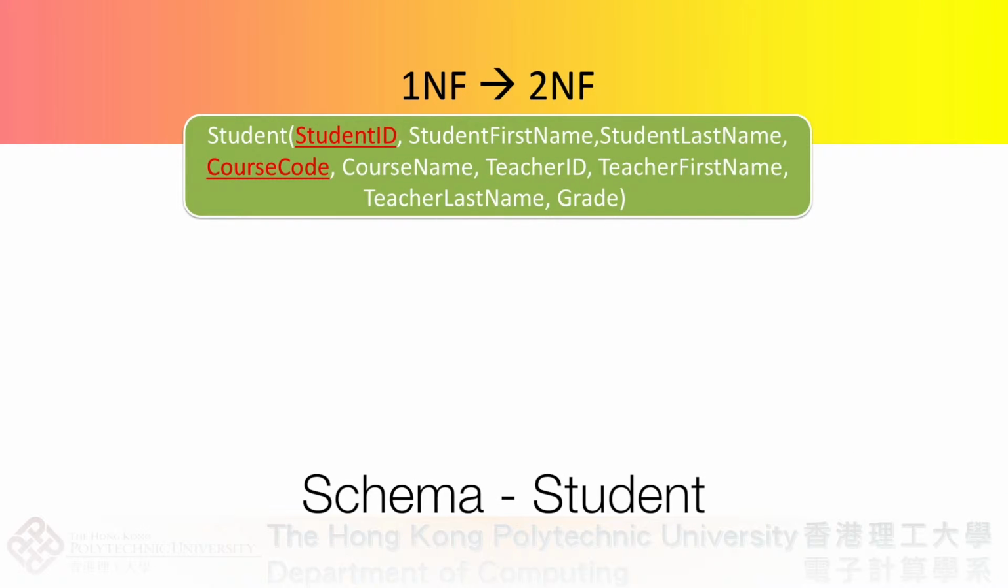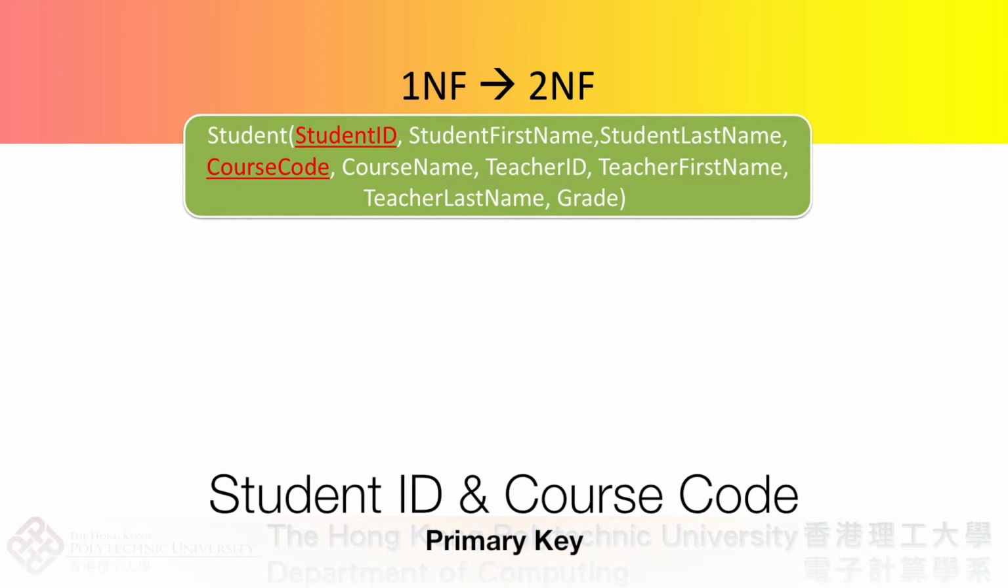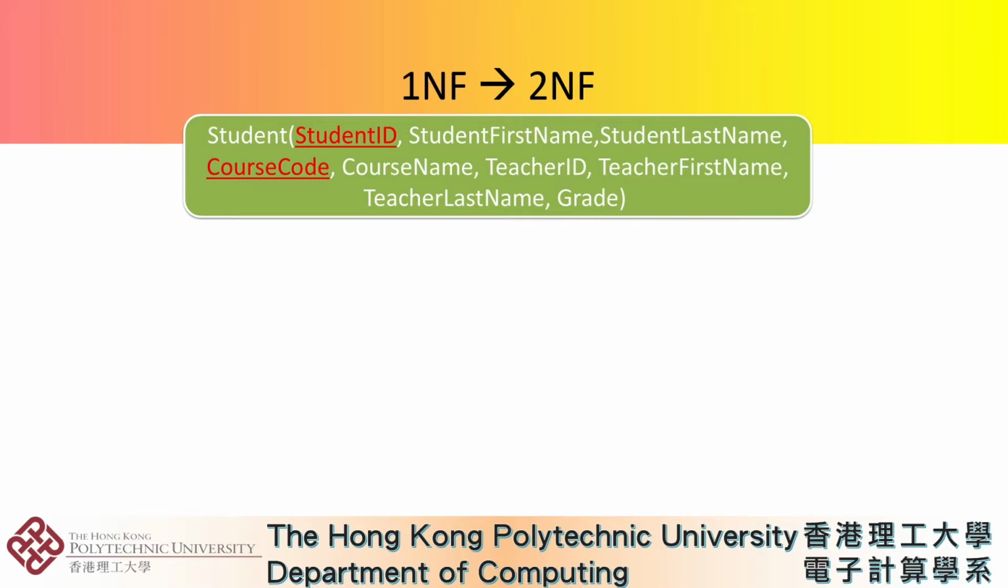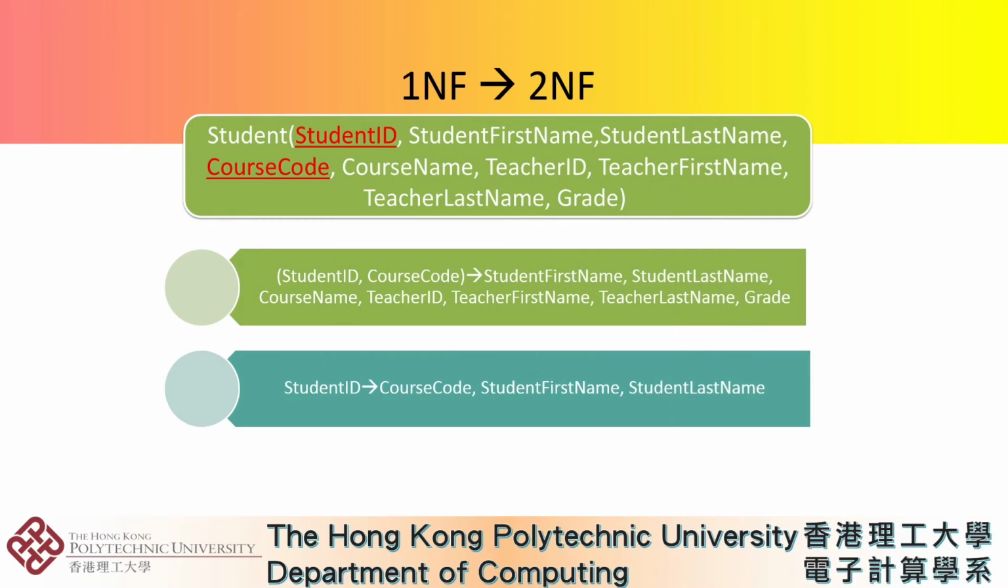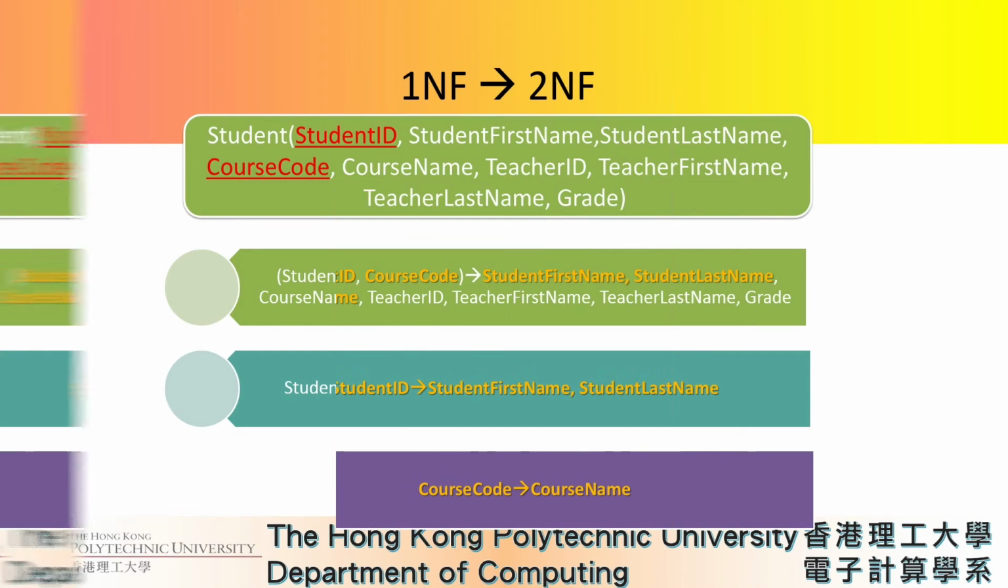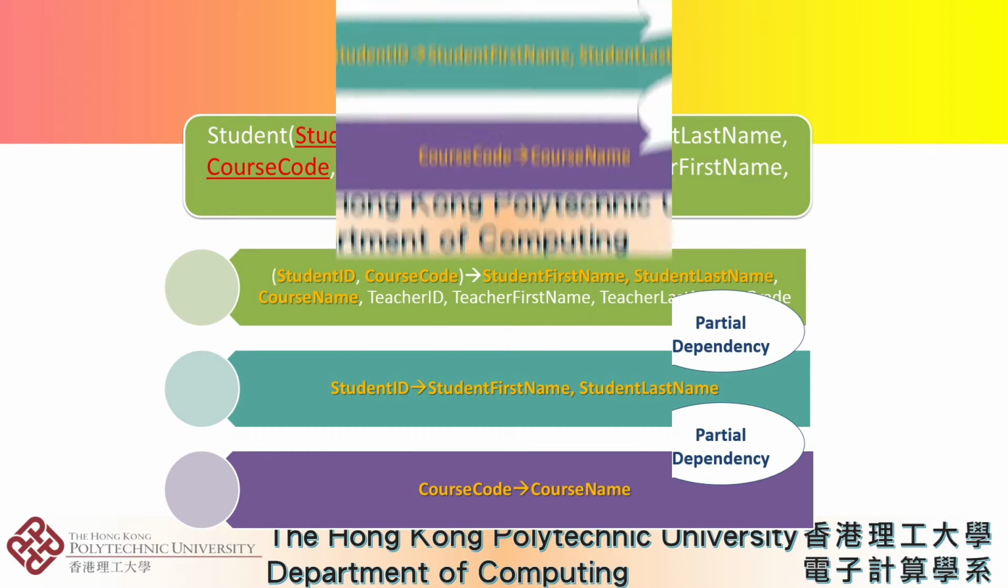This is the relation schema of the table student. From the relation schema, you can see that student ID and course code are the primary key. Student ID and course code functionally determine student first name, student last name, course name, teacher ID, teacher first name, teacher last name, and grade. Student ID functionally determines student first name and student last name. And course code functionally determines course name.